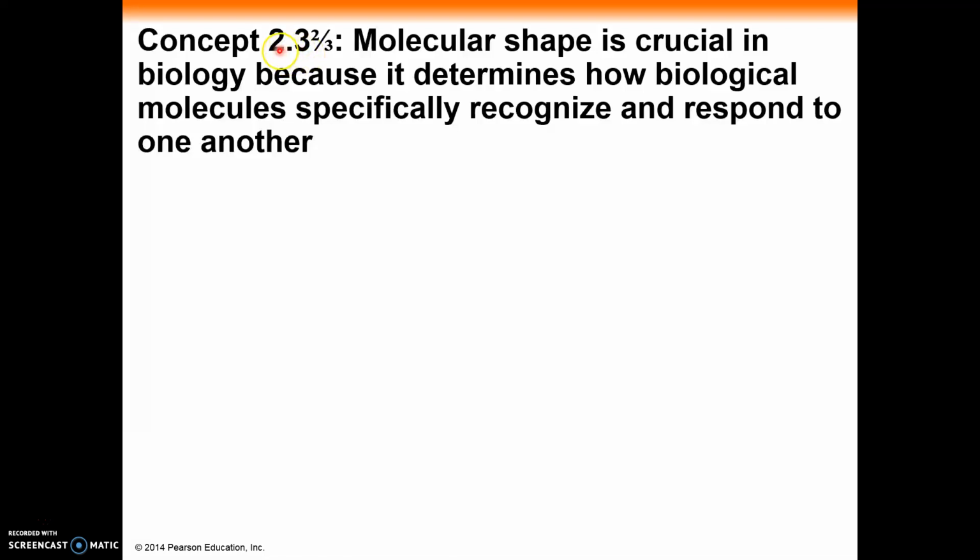All right, so I'm introducing a new concept that isn't in the book. I'm going to call it concept 2.3 and 2/3. This is part of concept 2.3. It's discussed there, but they don't really draw as much attention as I wish they did. So here, the molecular shape is crucial in biology because it determines how biological molecules specifically recognize and respond to one another. Okay?